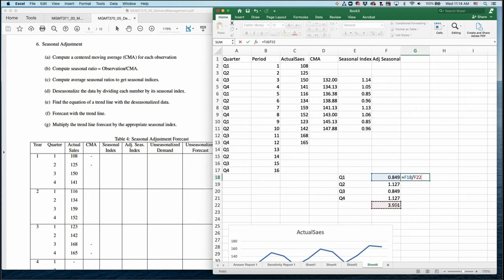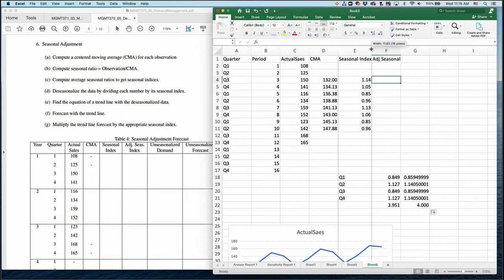So that means what? Actually, I have to fix. It means if we have 4 seasons, then if we add all seasonal index, it should be equal to 4 exactly. So we have to use this adjusted seasonal index.